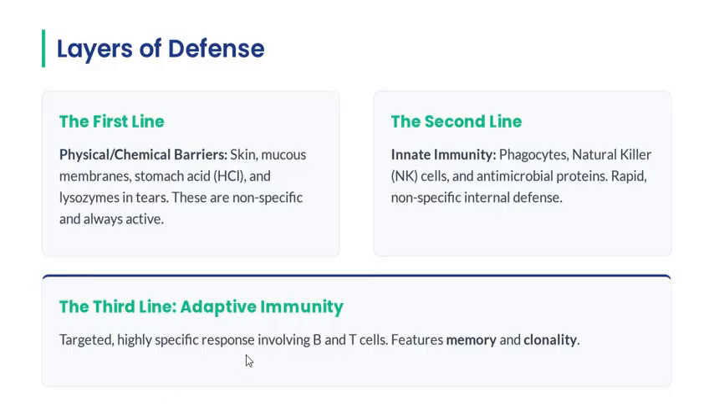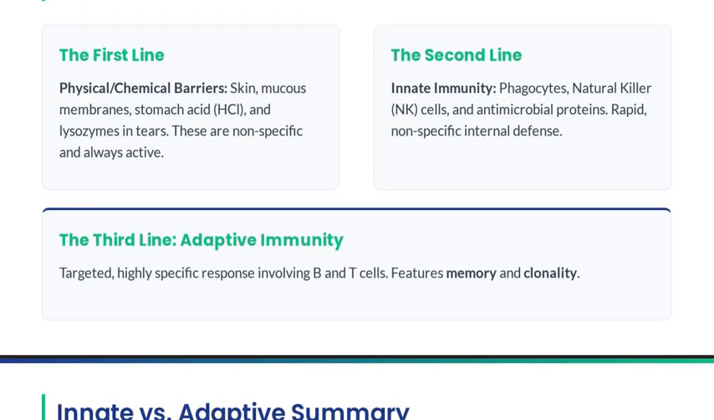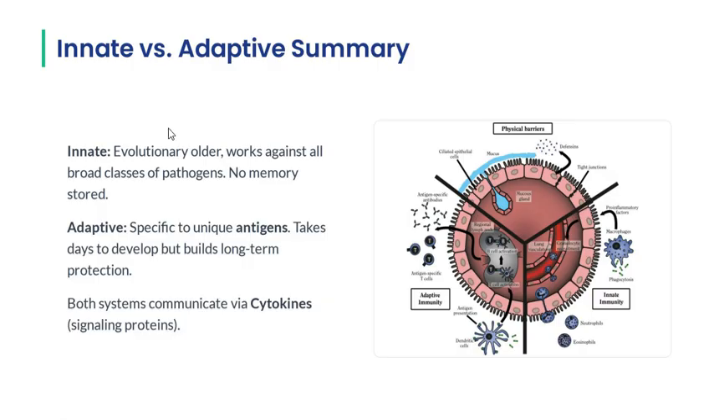And our third line is adaptive immunity, and this is where there are targeted, highly specific responses involving B and T cells. And this is where we have helper T cells and memory cells and clones. Okay, next we have innate versus adaptive summary.